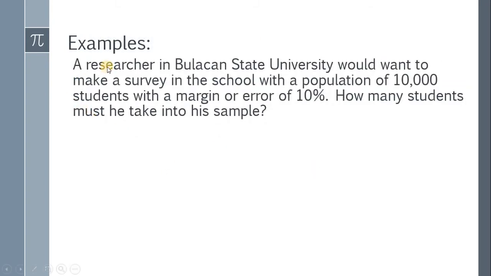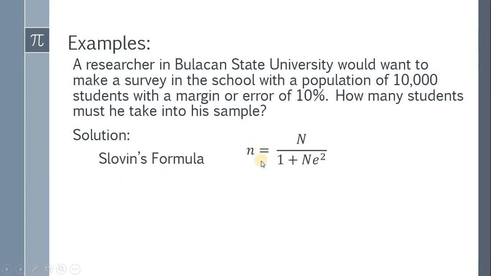Sample number 1. A researcher in Bulacan State University would want to make a survey in the school with a population of 10,000 students with a margin of error of 10%. How many students must he take into his sample? So here's the solution. So using, of course, the Slovins Formula. Small n is equals to capital N all over 1 plus capital N e squared.